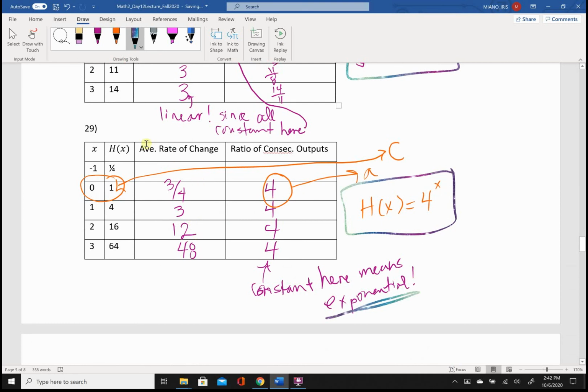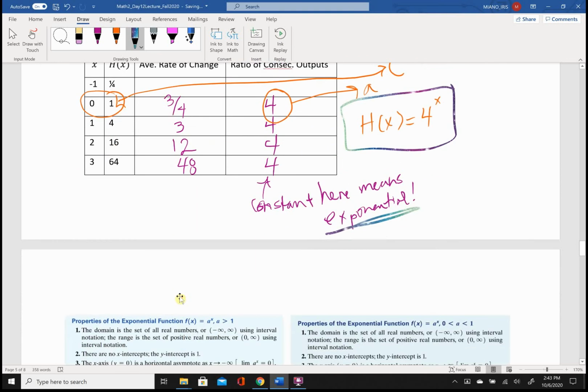If you notice that you don't have the average rate of change being constant, but the ratio of consecutive outputs is, then you have something that's exponential. And you can take the value of that ratio and have that be your a value, so the base of the exponential, and then the multiplier out in front will be your y-intercept. So in this case, it was just a 1, so it didn't really play very much of a role there. But there you have it.